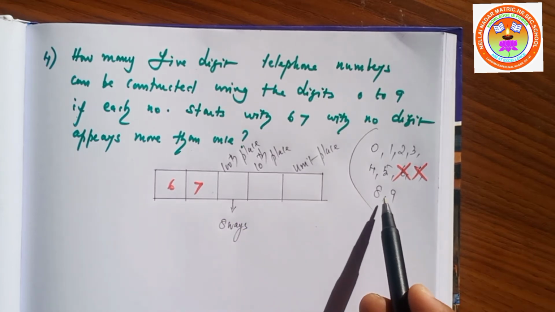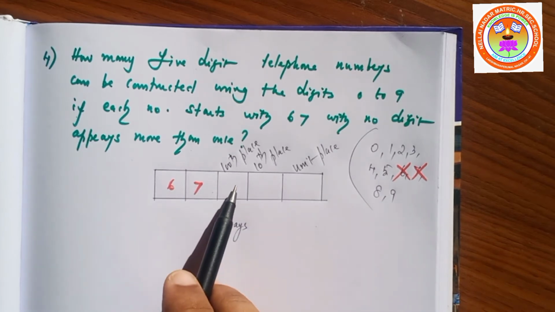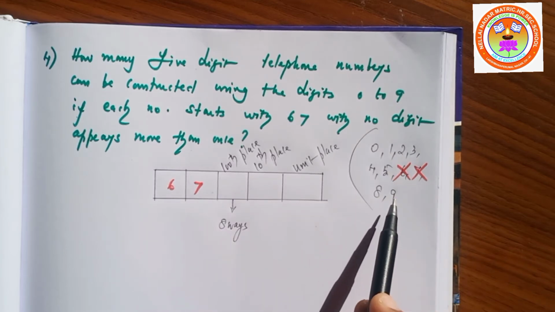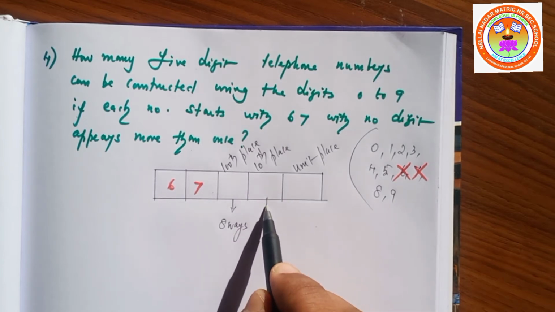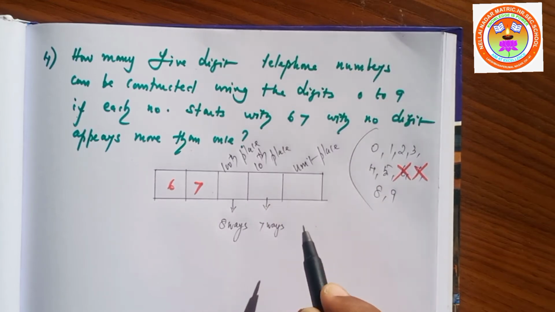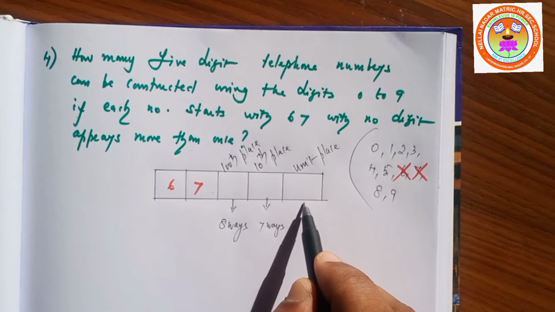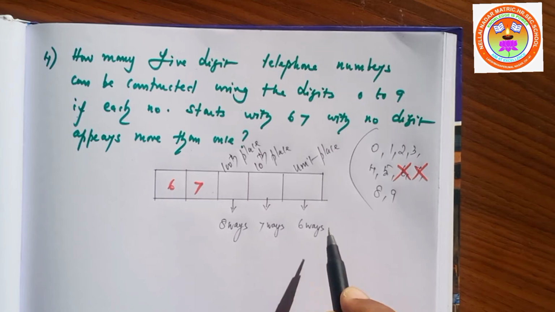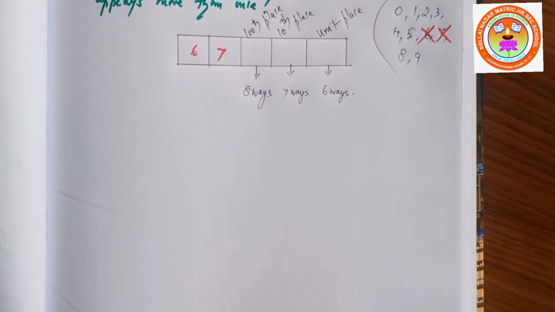Suppose one number is selected and filled in this place. Then we have a balance of 1, 2, 3, 4, 5, 6, 7. Out of 8, we have only 7 numbers balance, correct? Then the 10th place can be filled by any one of the 7 digits in 7 ways. Like that, then we have 6 numbers only balance. The unit place can be filled by any one of the 6 digits in 6 ways.